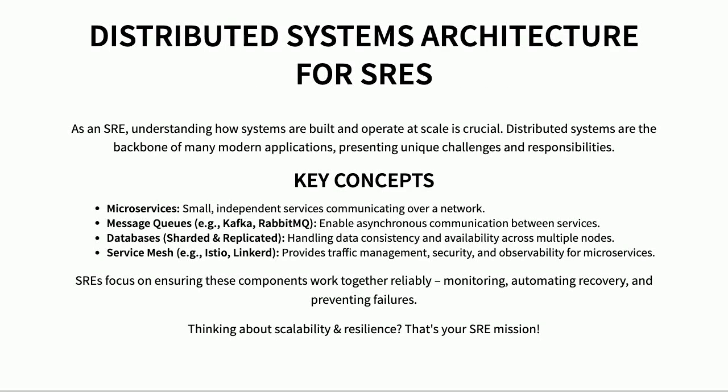Okay, let's talk about how distributed systems fit into the world of site reliability engineering. Think of it like this: a lot of modern apps are built using smaller, independent pieces called microservices. They're kind of like Lego bricks that work together to build something bigger. These services need to talk to each other, and often they do that through message queues, which is like sending little notes between them. You'll also see databases split up across multiple servers for performance and reliability, and service meshes help manage all the traffic and security between these different parts.